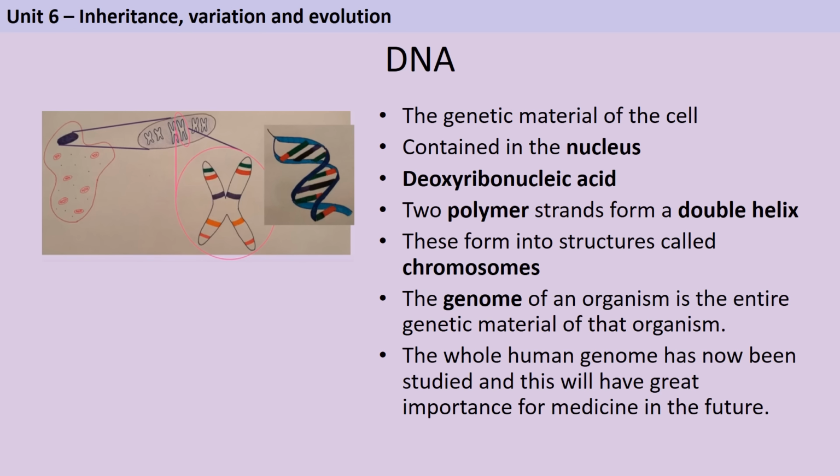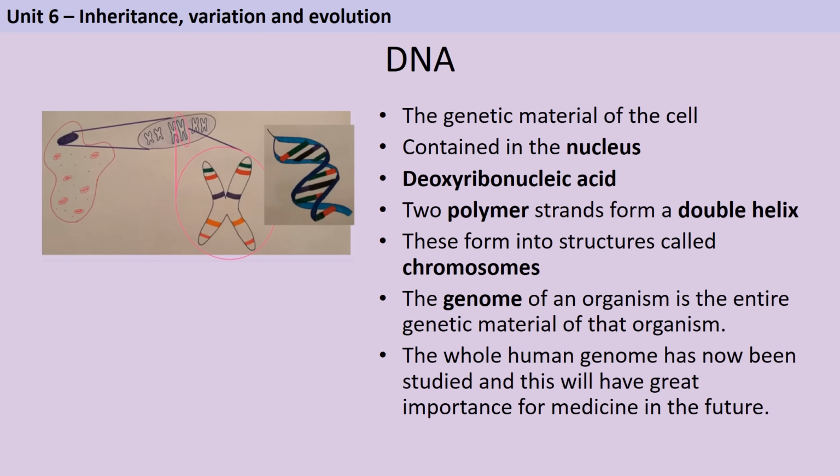The genetic material of a eukaryotic cell, like a human cell, is contained in the nucleus, and it's made of a chemical called DNA, or deoxyribonucleic acid. DNA is an incredibly long molecule. It's made of two long polymer chains, which together form what's called a double helix, this sort of twisty helter-skelter shape. And these long pieces of DNA get wound up into little structures called chromosomes. So every human cell has 23 pairs of chromosomes.